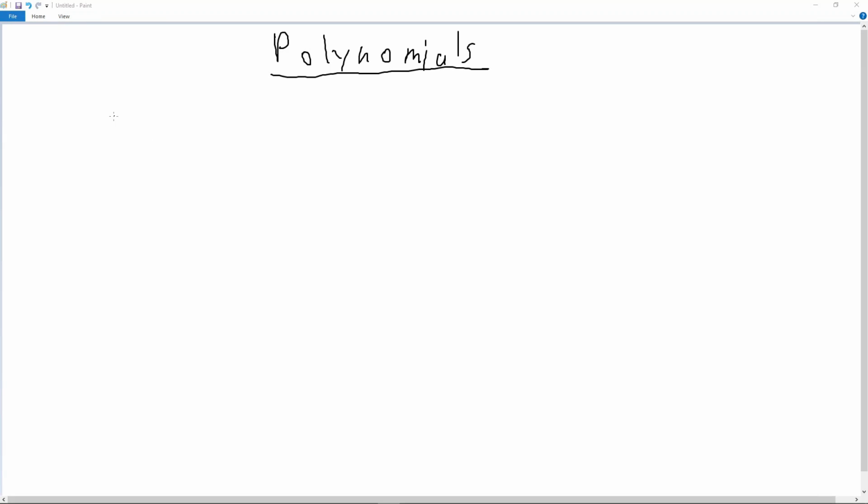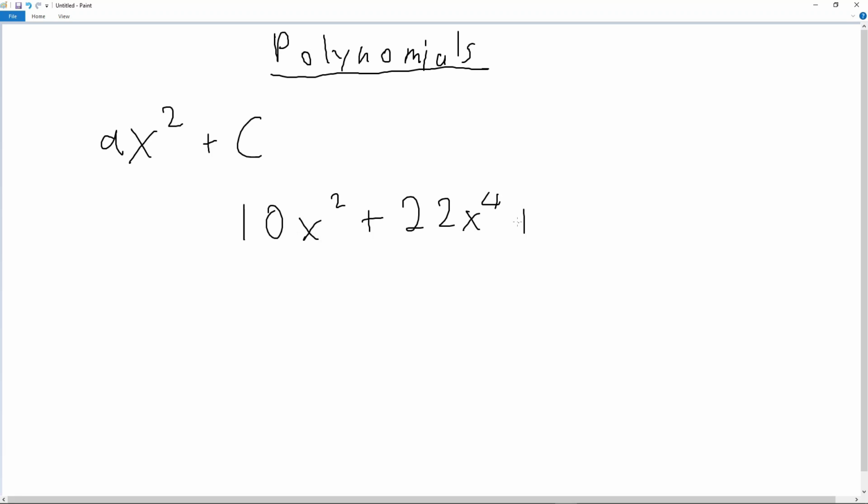Polynomials are expressions that contain several algebraic terms with coefficients, variables, exponents, and constants. For example, a polynomial could look like this: 10x squared plus 22x fourth plus 4x cubed plus 10x plus 5. Typically, polynomials are arranged by the term of the highest degree.